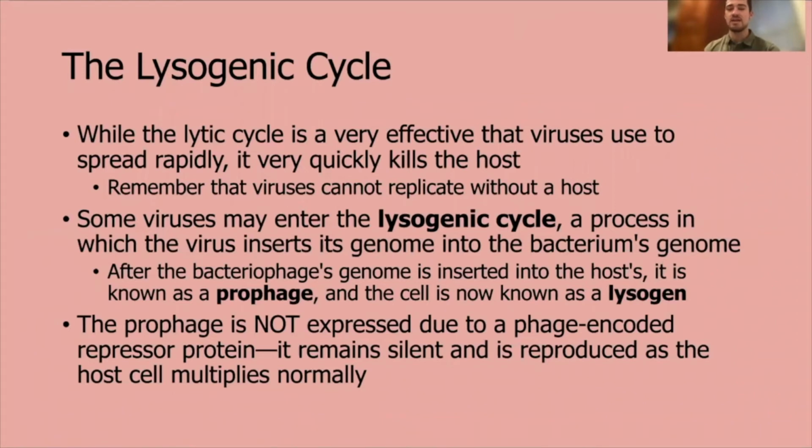So some viruses enter what we call the lysogenic cycle. And this is a process in which the virus inserts its genome into the bacterium's genome. So it's a little bit more strategic and a little bit more insidious. After the bacteriophage's genome is inserted into the host's genome, it's known as a prophage, and the cell is now known as a lysogen. The prophage is not expressed due to a phage-encoded repressor protein. It remains silent and is reproduced as the host cell multiplies normally.